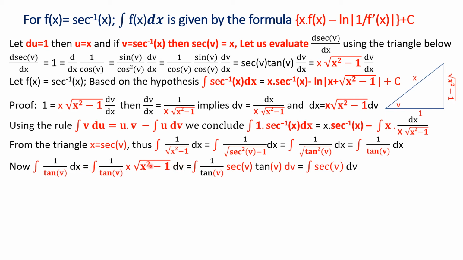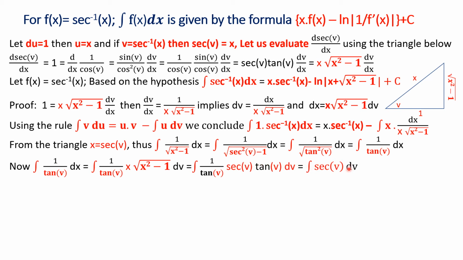Now we will go ahead and replace x by its value. x, according to this triangle, is sec of v. So instead of x, we're going to put sec of v, and instead of the square root of x squared minus 1, we're going to put back tan of v. So we have here sec of v, tan of v. We know that tan of v will cancel with tan of v. We'll be left with integration of 1 multiplied by sec of v. That means just integration of sec of v dv.